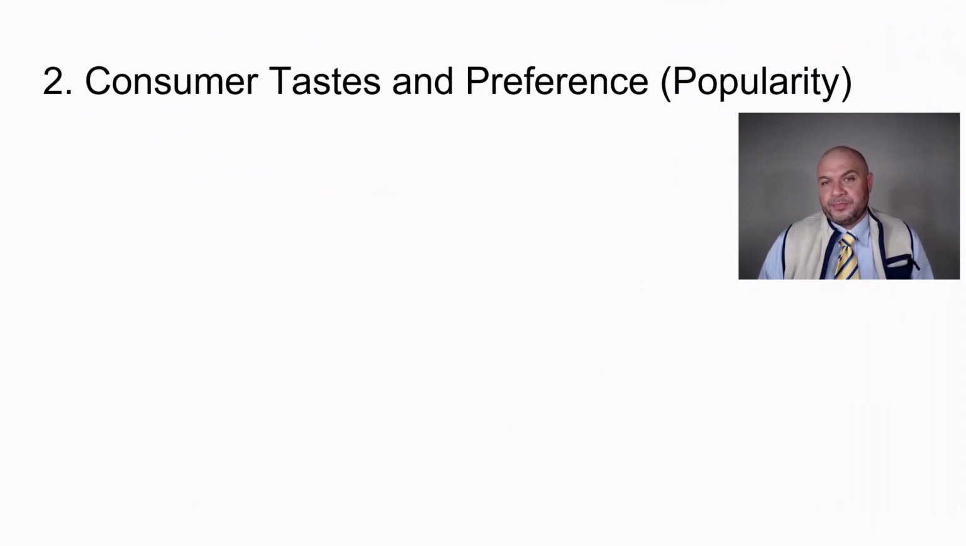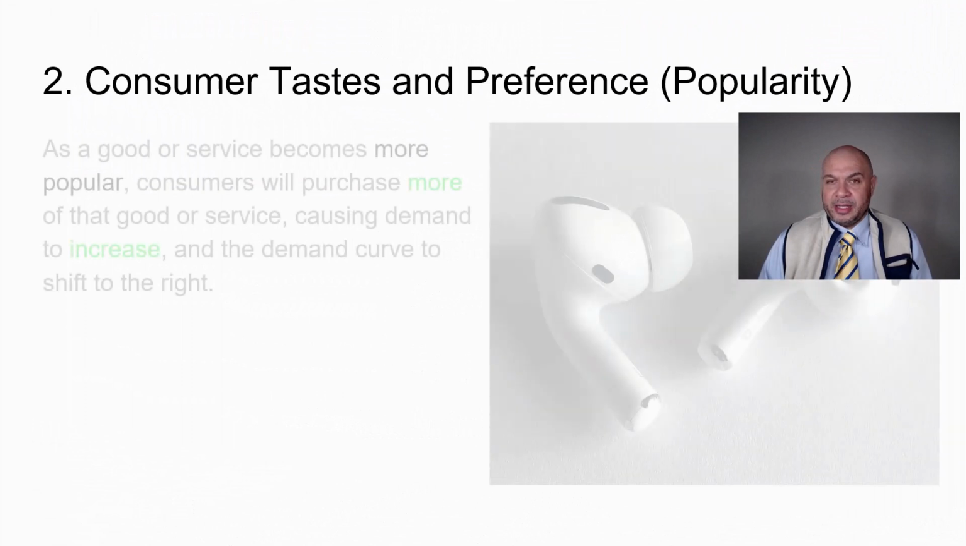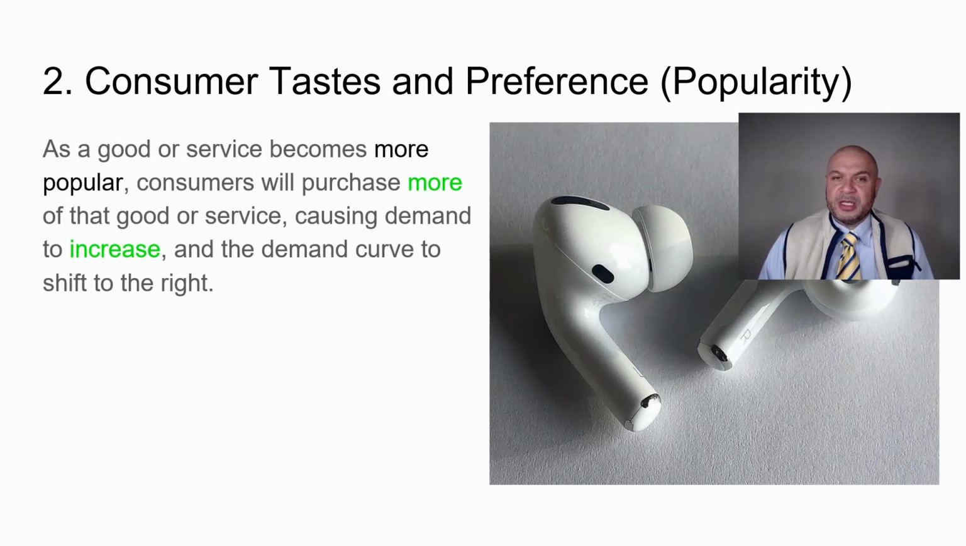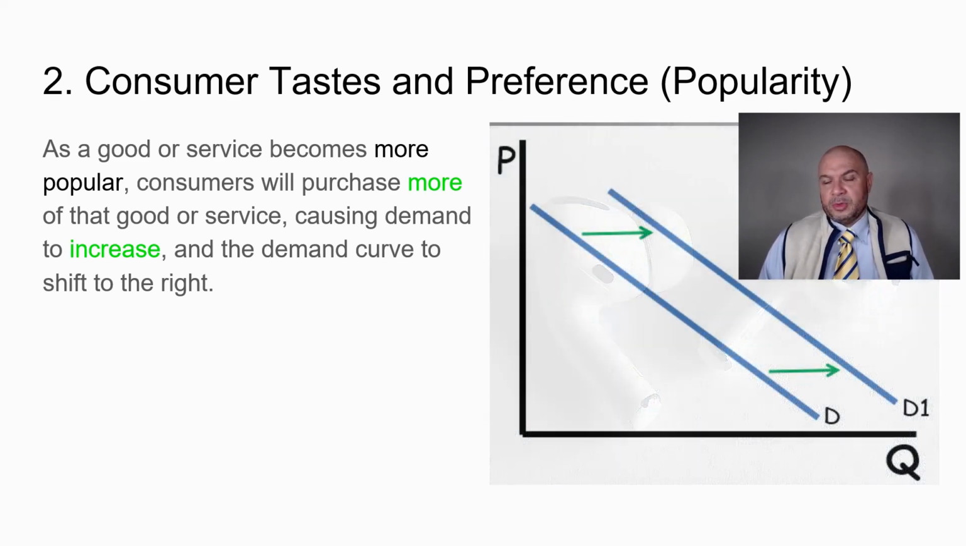All right, so number 2, consumer taste and preferences or popularity. As a good or service becomes more popular, consumers will purchase more of that good or service, causing demand to increase and the demand curve to shift to the right. So you have earbuds, presumably these are your AirPods, right? Pretty popular item with students. So the demand curve is going to shift to the right. More people are going to demand this good based on consumer taste and preferences. They're popular right now, right? So what's going to happen? Just like I said, the demand curve shifts to the right.